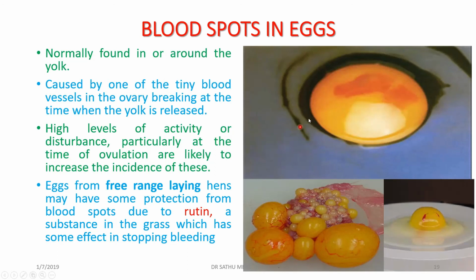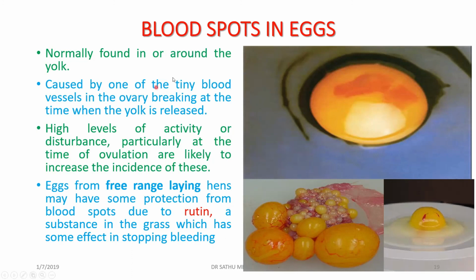This is not commonly found in the free range birds, because the free range birds feed on the grasses. This grass will contain a particular component called rutin. This rutin helps to stop the bleeding. Okay, this rutin plays a role in stopping the bleeding. So this is not normally found in the free range birds, because they feed on this grass and other things which contain a lot of rutin.